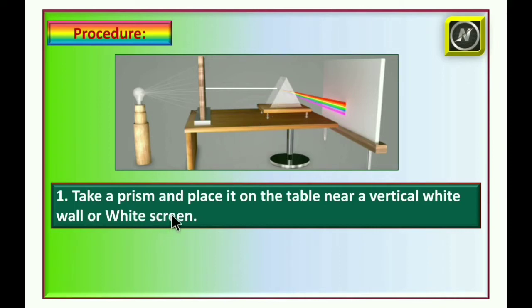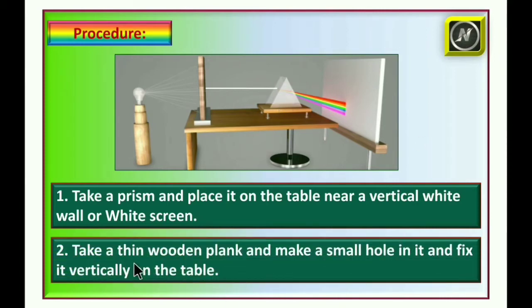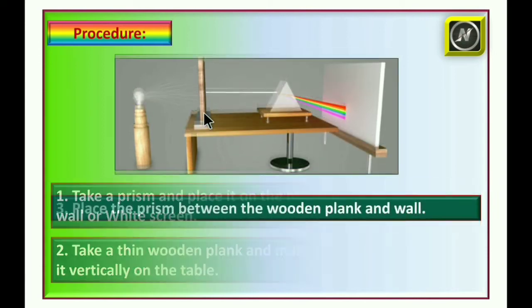So I have to place the prism near a white screen or vertical white wall. Take a thin wooden plank and make a small hole in it. This is the thin wooden plank, and we have to fix it vertically on the table.